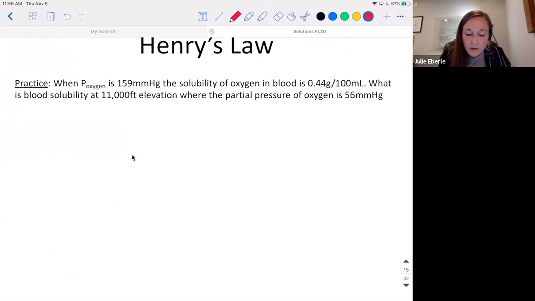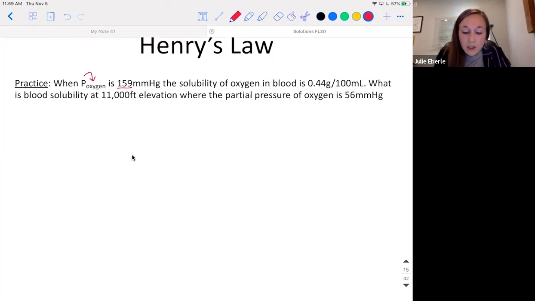So when the pressure, P of oxygen. What does this mean? P of oxygen is just the pressure of oxygen in the blood. Okay, it is 159 mmHg. Remember, that is a unit of pressure. That is millimeters of mercury, from that little barometer instrument we talked about.